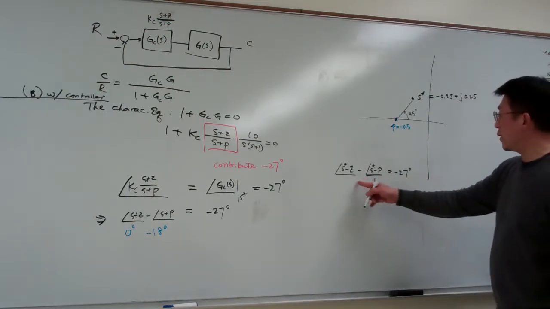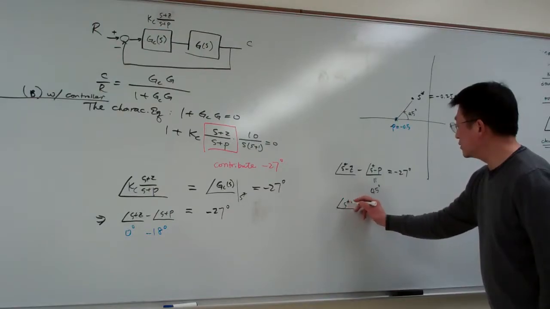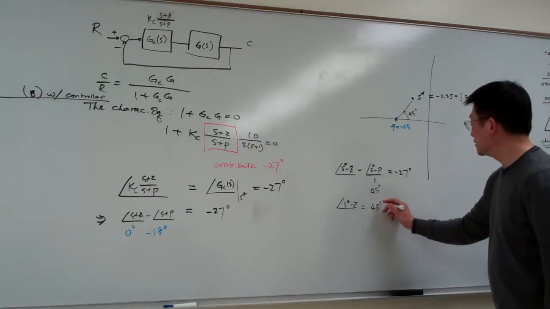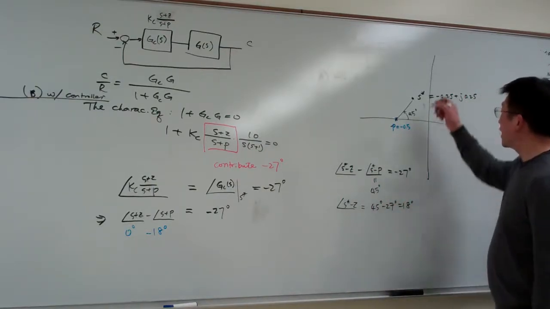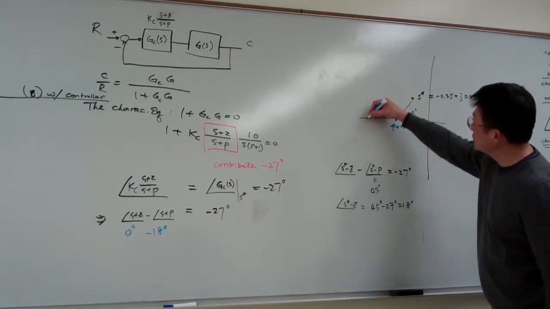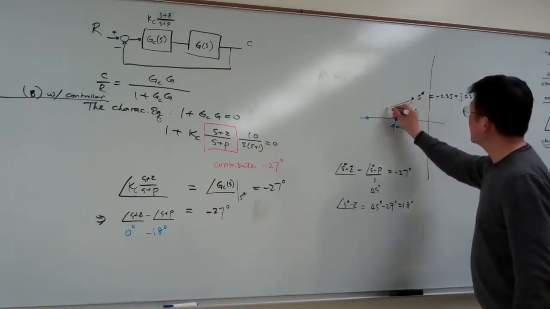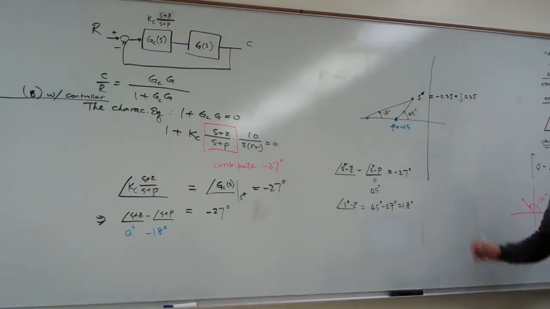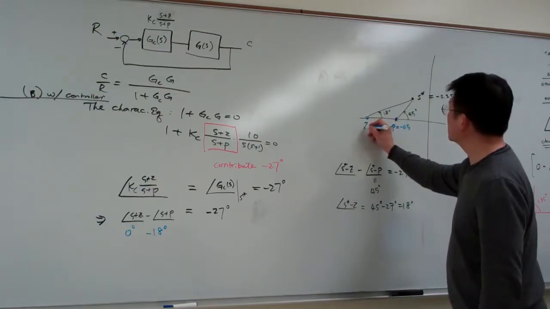Okay, so now once we have 45 degrees, that means the angle of S star minus Z will be equal to 45 degrees minus 27, and that is 18 degrees. So now we're going to determine the location of the Z such that the angle is 18. Okay, so let me call this the Z here.